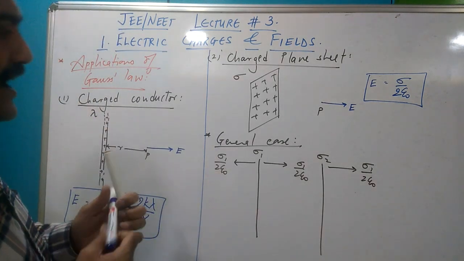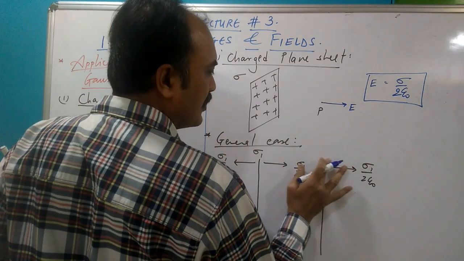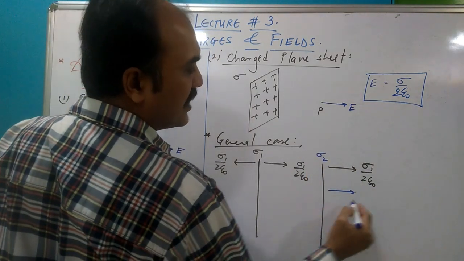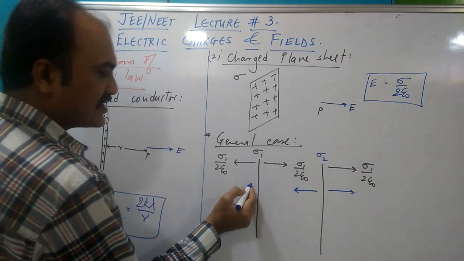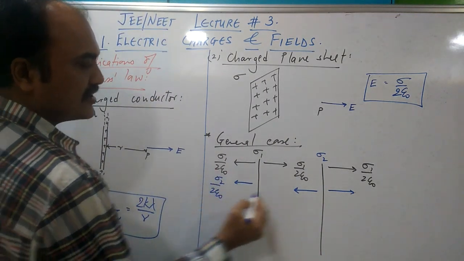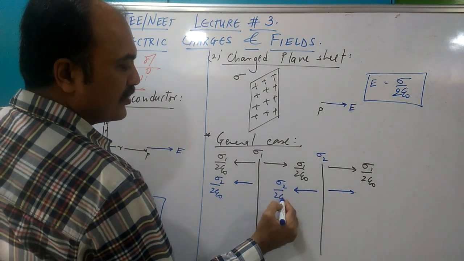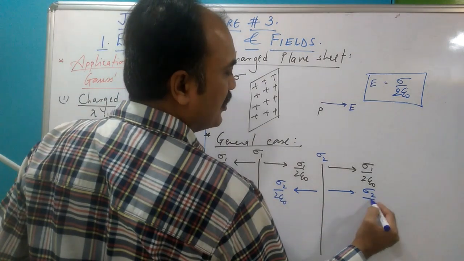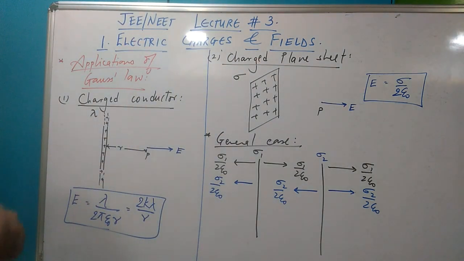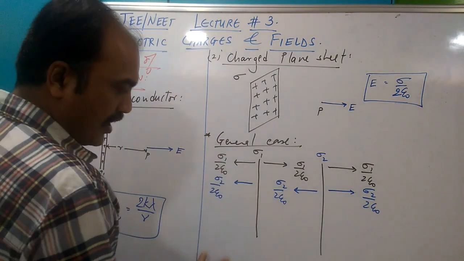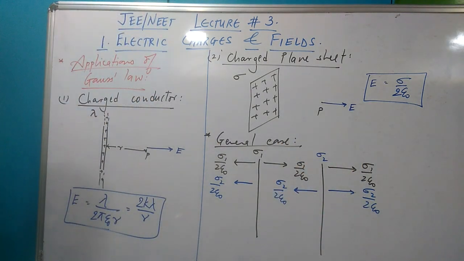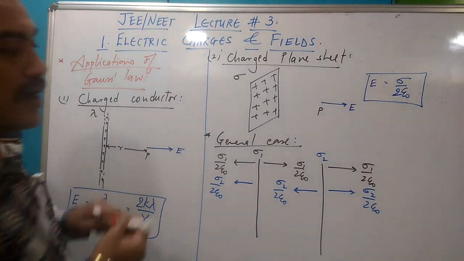And for sigma 2, let me write that in blue. The change in color would indicate the difference. These are the 3 electric fields for sigma 2. So this is sigma 2 by 2 epsilon 0, sigma 2 by 2 epsilon 0, and sigma 2 by 2 epsilon 0. Now you have 3 regions where you need to find electric field: 1, 2, and 3. Let us take all of them turn by turn.